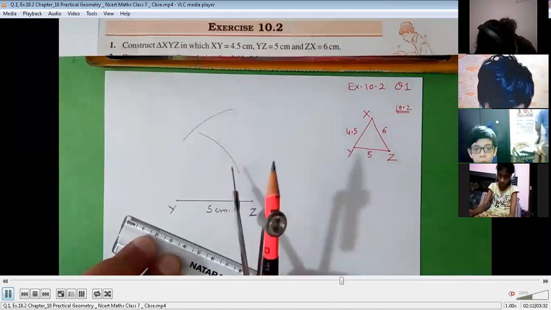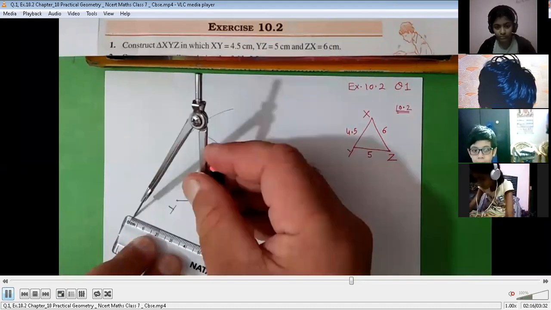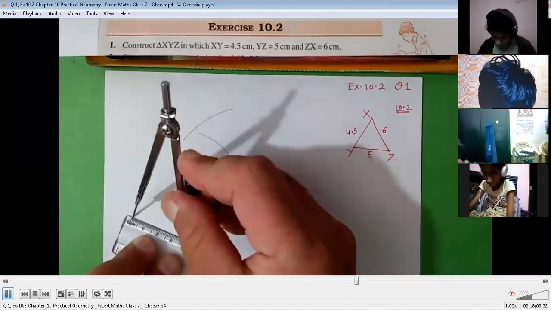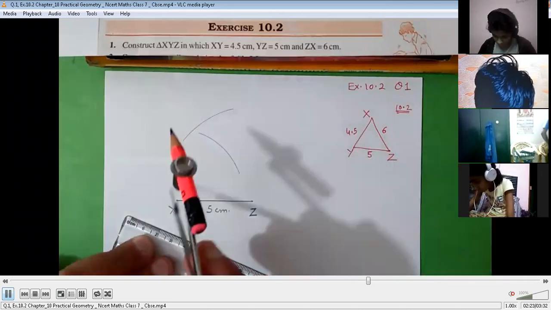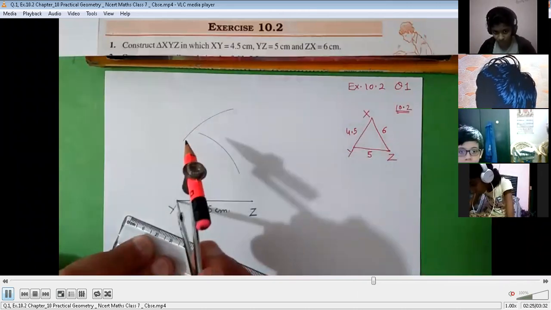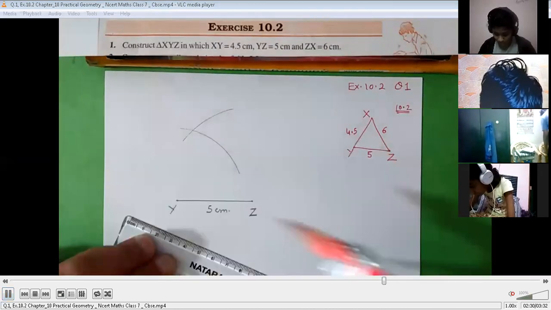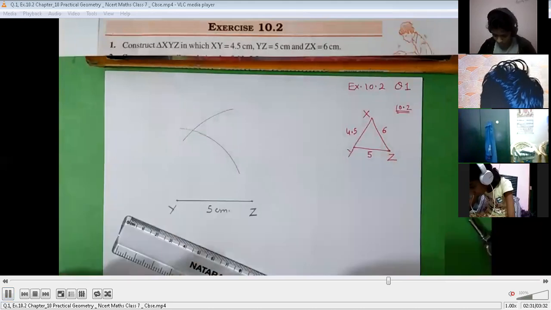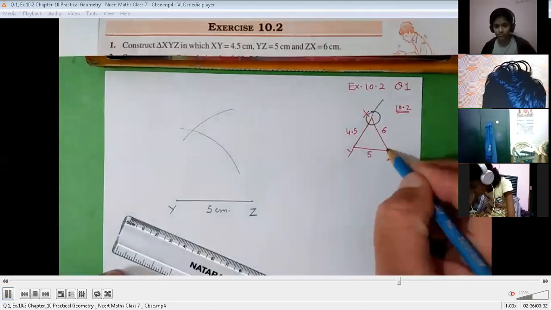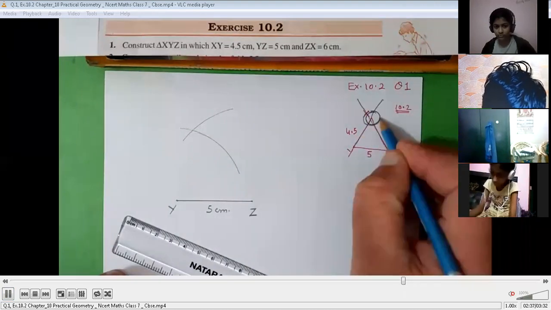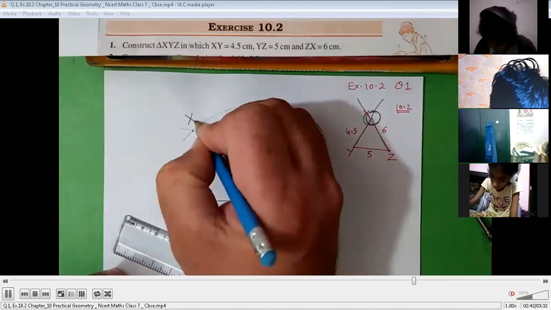So what we are going to do, again for these two arcs, we'll measure 4.5 centimeters again and put your needle again on point Y and we'll increase the arc. Okay, so this way we have got it. This cut point is the X point.